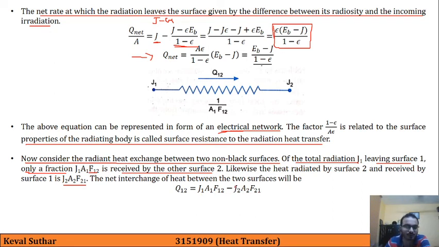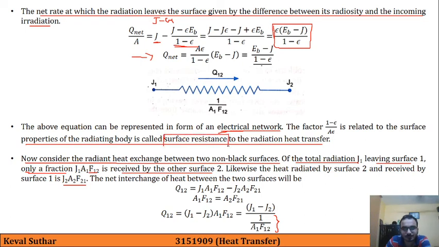This is a quite similar formula we have seen in our previous lecture also, and with the help of the reciprocity theorem we can write this. So the net heat exchange is given by this formula, where J1 minus J2 is kept in the numerator and divided by 1 upon A1 F12, which is our space resistance. That is also written over here, this is the space resistance.